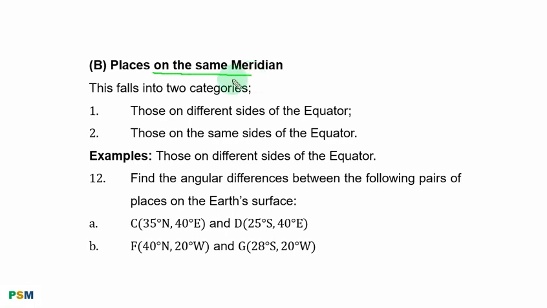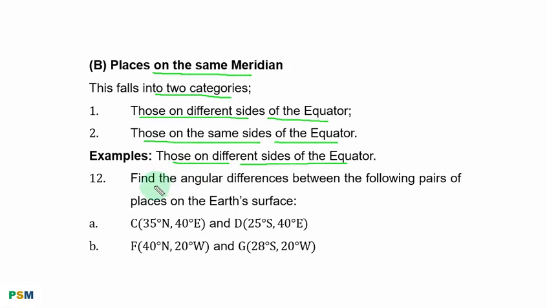And this part is divided into two categories. One, those on different sides of the equator. Two, those on the same sides of the equator. Examples, those on different sides of the equator.